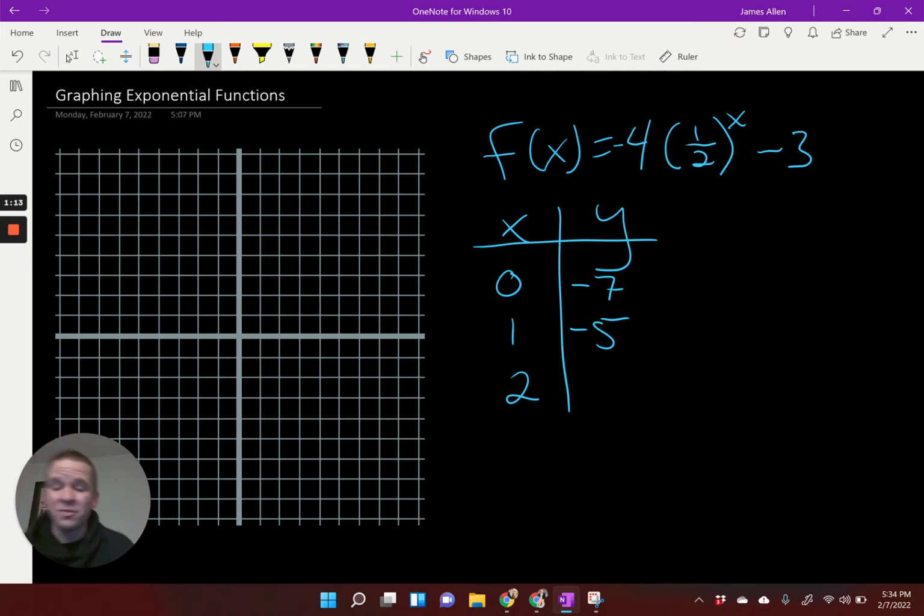If I square that, it's 1/4. But again, no big deal because I'm multiplying it by -4. So that gives me -1 minus 3 is -4. These are all pretty easy numbers to work with, right? So let's go ahead and start plotting these. If we need some more, we'll get some more.